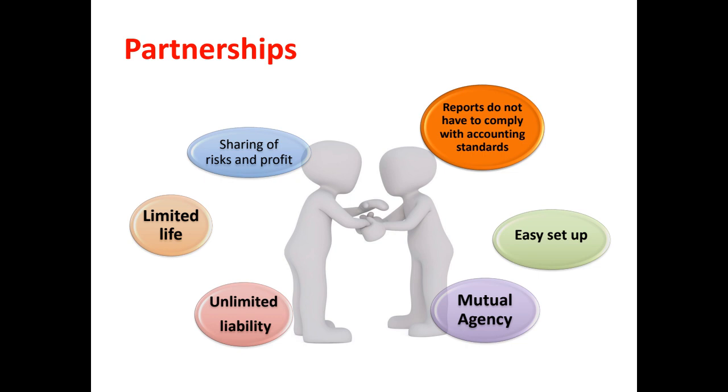So partnerships are generally in South Africa between 2 and 50 people that come together. And now this is an important thing that needs to be said. In your textbook, it talks about between 2 and an unlimited number of people. That's incorrect. In South Africa, it's 2 and 50 people. Right? A partnership can only be made up of 2 and 50 people.